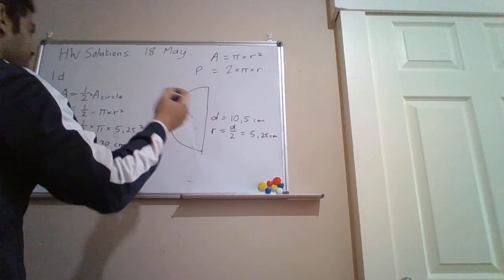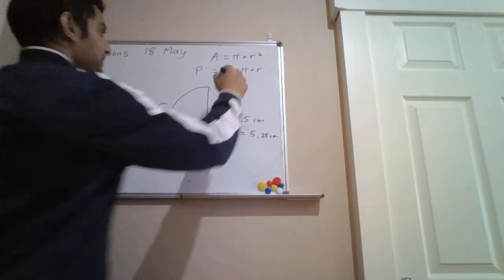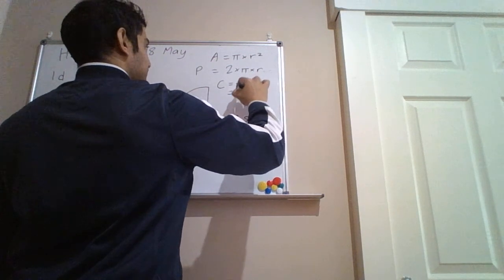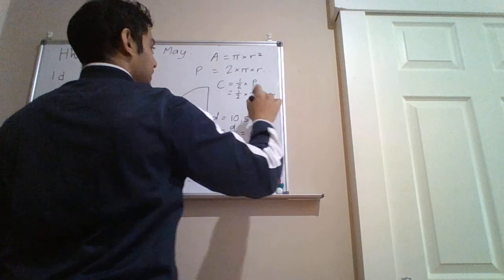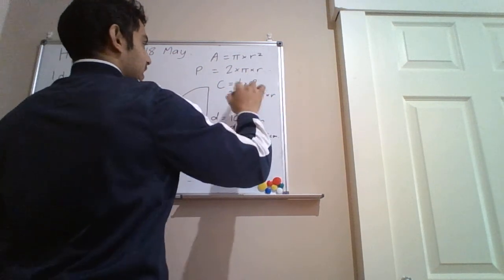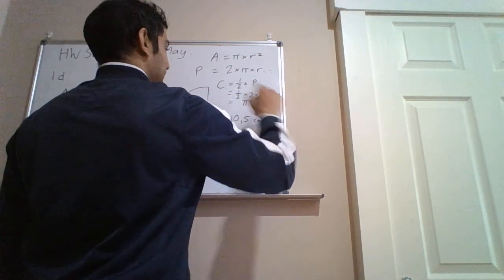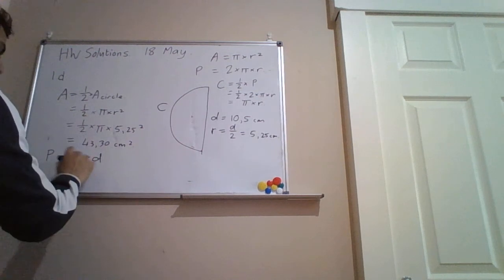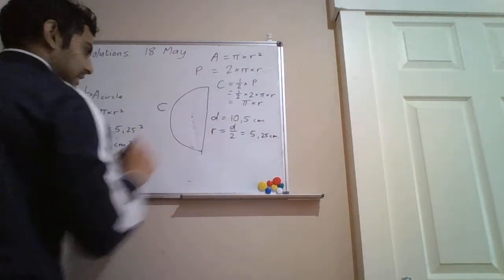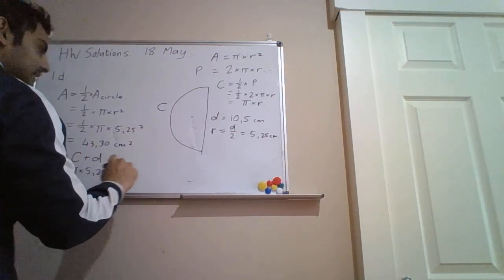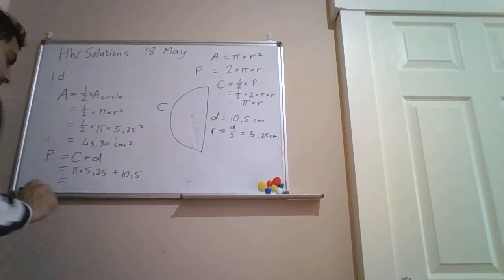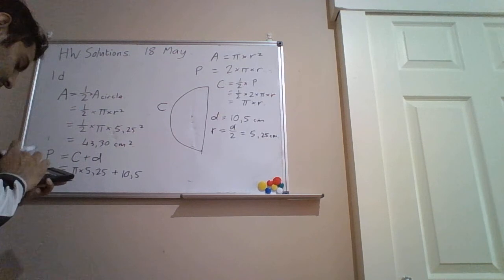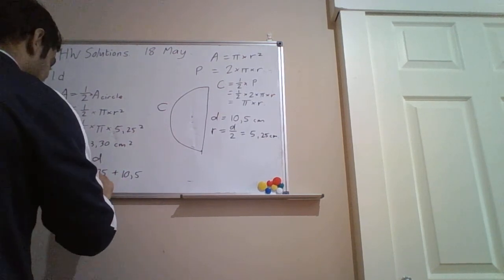So let's work out C separately. I'm going to do it over here. So C is a half times the perimeter. So it's a half times 2 times pi times r. So the same formula here, I just put a half in front. A half times 2 is 1, so I'm just left with pi times r. So C is equal to pi times r, and I'm just going to substitute it straight up, 5,25 plus diameter, which was 10,5, and we get a final answer of 5.25 times pi plus 10.5, and I get 27 centimeters.